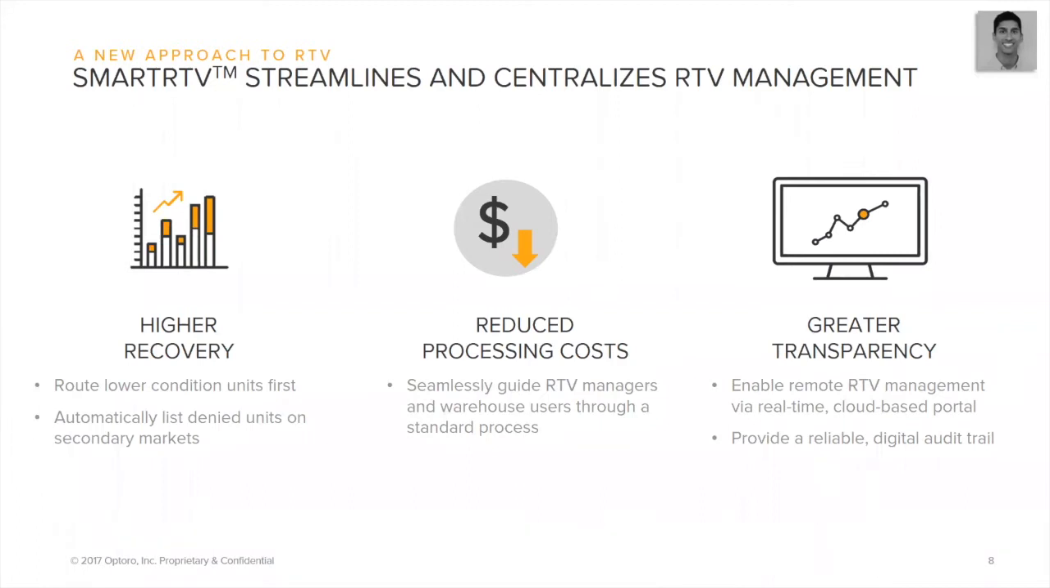We're always looking to maximize recovery for our clients' reverse programs. Using our smart disposition algorithms, we can order condition units to RTV first and keep the best condition units to return back to stock instead, where they can net the highest recovery. And when vendors deny RTV units, we can instantly list those denials on secondary D2C or B2B markets to capture as much of the residual value as possible.